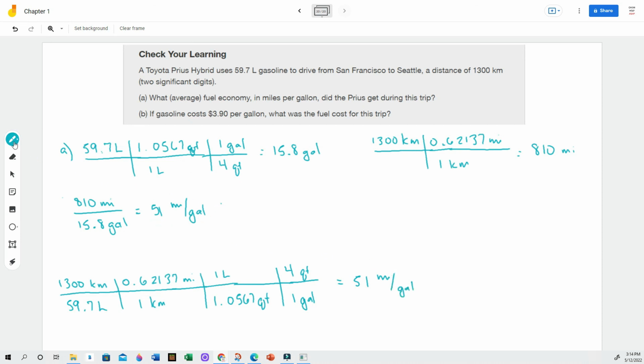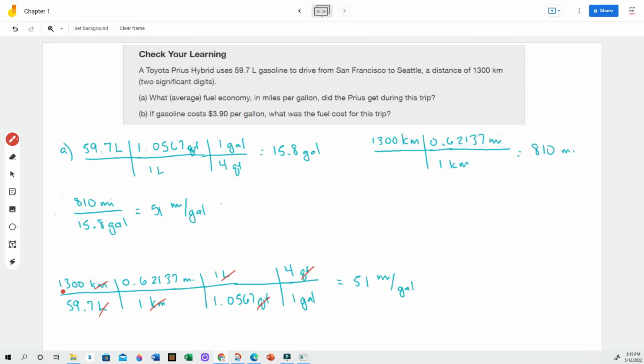But let's just make sure of my cancellation. So you can see how my kilometers canceled, my liters canceled, and my quarts canceled. So I was left with miles in the numerator and gallons in the denominator, which is exactly what I wanted.